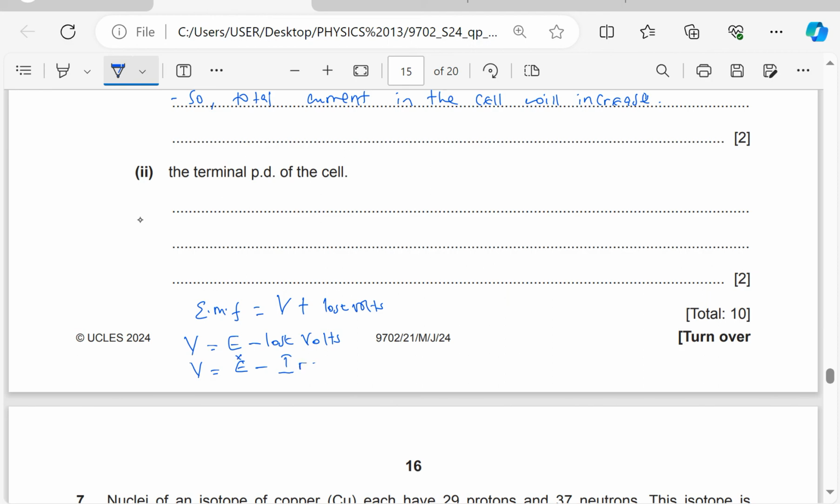The EMF is not changing, the internal resistance is not changing, but the current through the battery has increased, which means the lost volts increases. If the lost volts increases, when I subtract it from the EMF, the balance becomes smaller. So the lost volts increases, which means the terminal PD decreases.